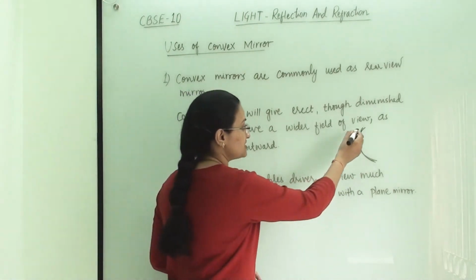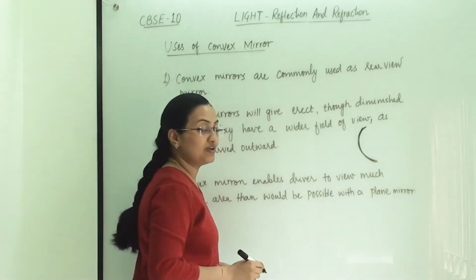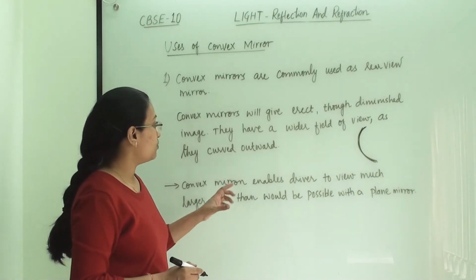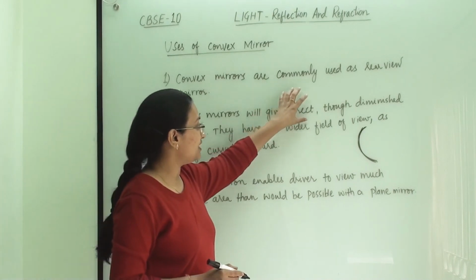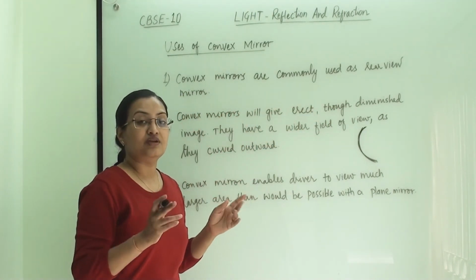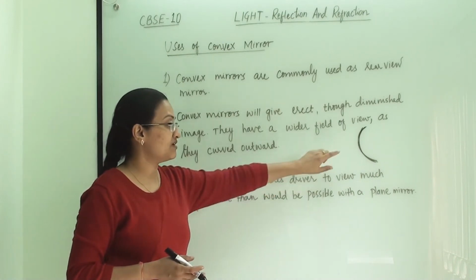So this covers a larger area. That's why we are using this in a rear view mirror. And what will be the image? The image will be an erect, diminished image, but a larger area will be covered by the convex mirror, and that's why we are using it.